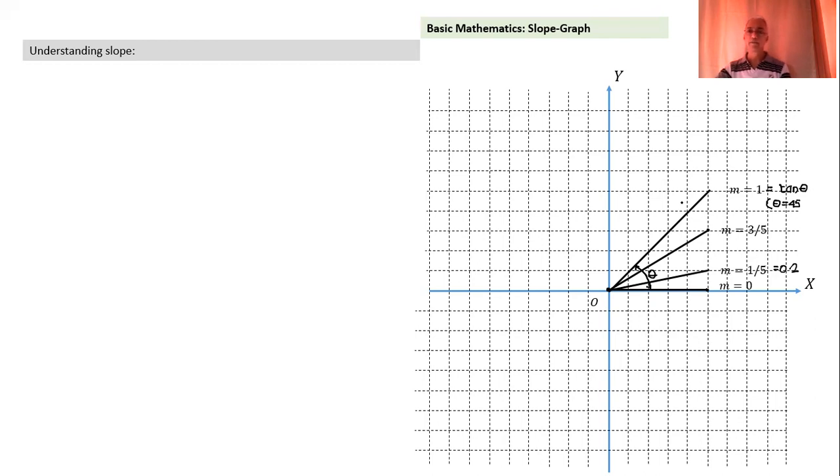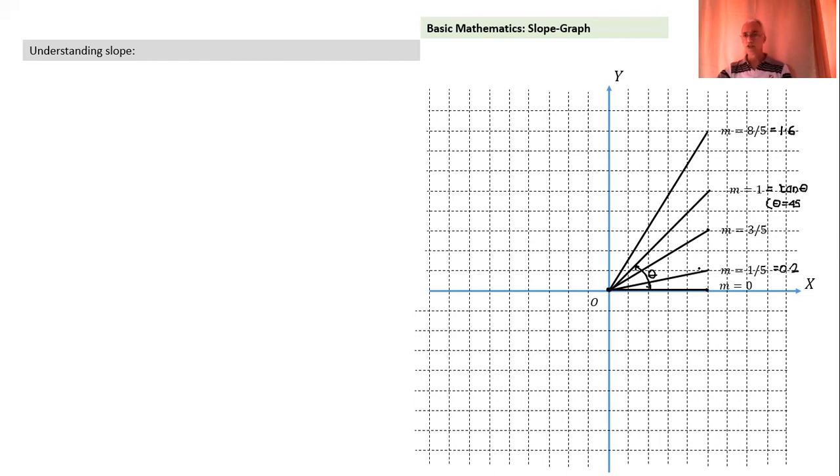Slope greater than 1 makes an angle greater than 45 degrees. That's another way we can understand. Let's look at one more. The slope is even steeper. The slope is greater than 1, and the angle made by this particular line is greater than 45 degrees. And here, delta y is 8 units and delta x is 5, so 8 by 5, which I could have also written as 1.6. Any slope greater than 1, the angle is greater than 45.